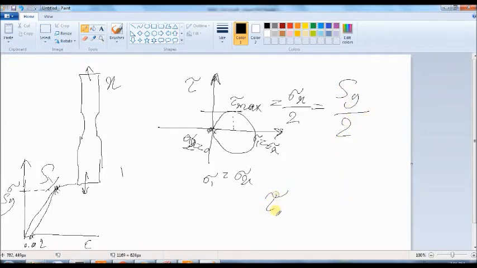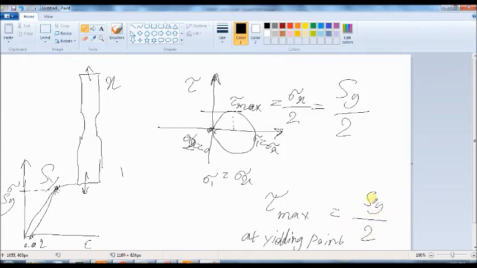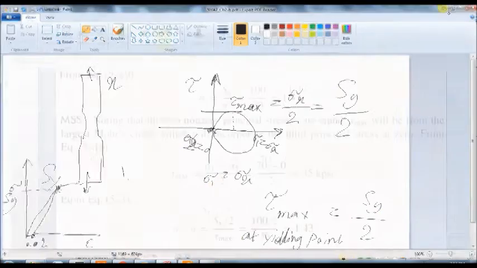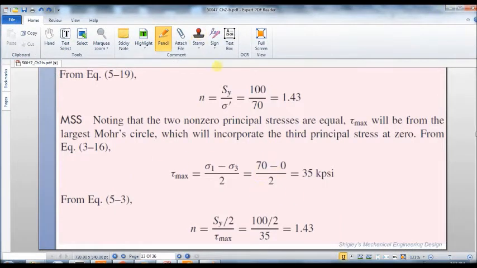Maximum shear stress at the yielding point, let me write here, at yielding point, equals Sy divided by 2, or yield strength divided by 2. Okay, in the next section, I have to find the maximum shear stress for this state of stress.